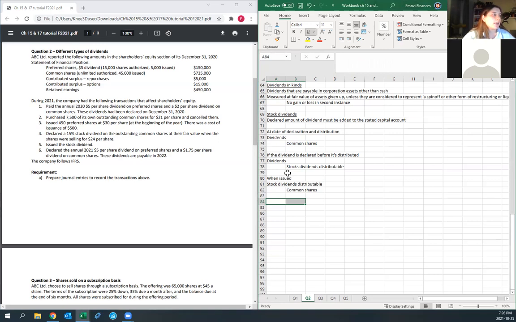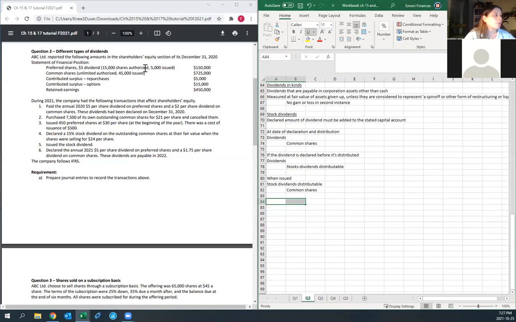Preferred shares, $5 dividend. There are 15,000 shares authorized, 5,000 issued, and the total book value is 150,000. Common shares, unlimited authorized, 45,000 issued. They have $725,000 in the books. There's a contributed surplus repurchase for 5,000, contributed surplus options for 15,000, and retained earnings of 450,000. During 2021, the company had the following transactions that affect shareholders' equity.